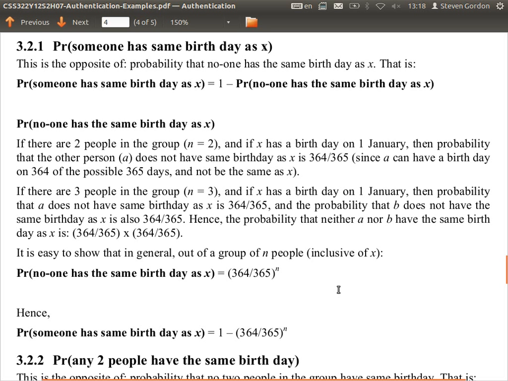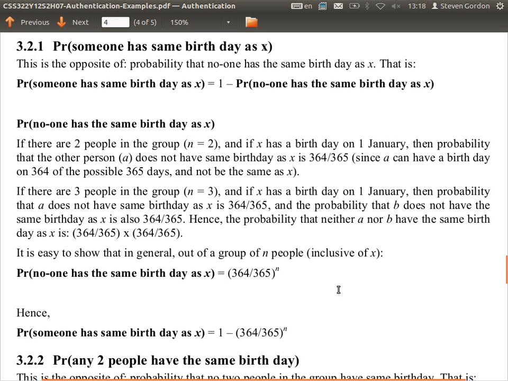It's described there with a more detailed example. So going back, if there are 2 people in the group, just considering 2 people, quite simple. I've got a birthday on the 1st of January. The probability that the other one does not have the same birthday is 364 over 365. If there were 3 people in the group, if I've got a birthday on the 1st of January, the probability that person A does not have the same birthday is 364 over 365, and the probability that B does not have the same birthday as me is also 364 over 365.